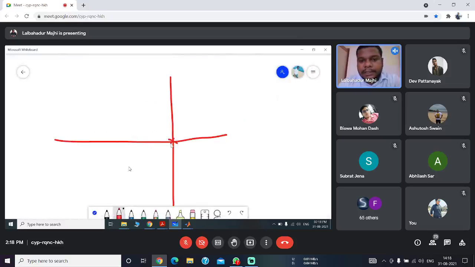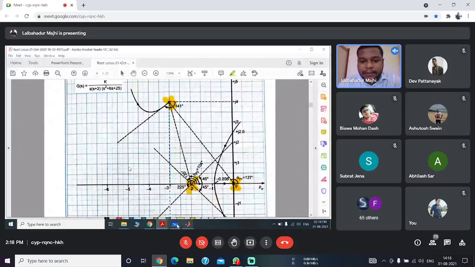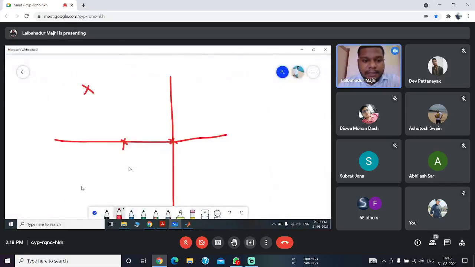One pole at origin, another at -2, and there are two more complex conjugate poles, let's say one here and another here. From every pole the root locus branch will start. Let's first focus on the real axis. We got our centroid to be at -2, and the angles of asymptotes are 45, 135, 225, and 315.